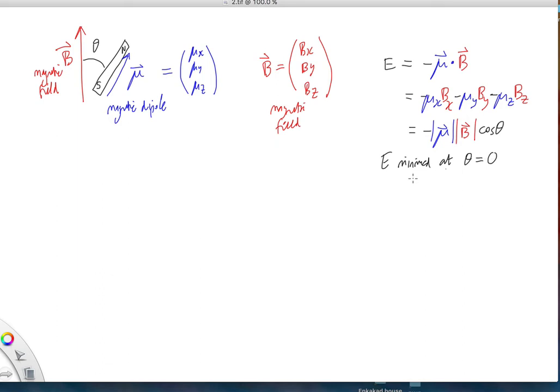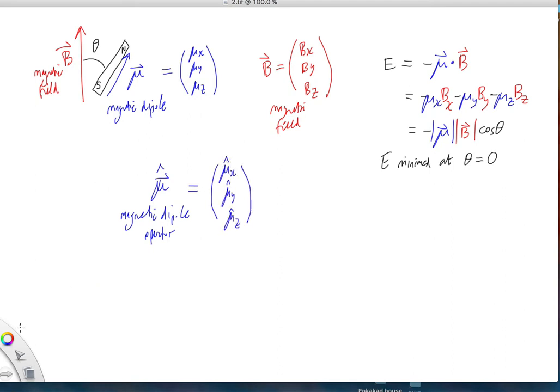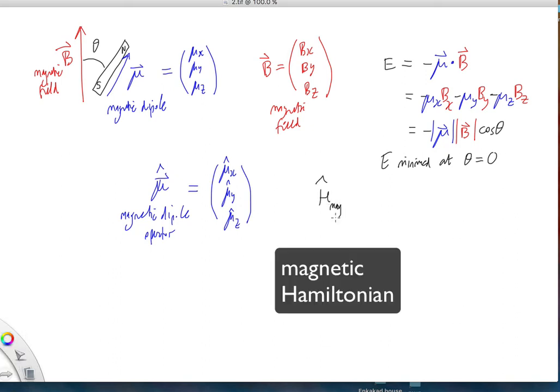Now in quantum mechanics we simply replace these quantities by operators. So instead of the magnetic dipole vector, we have the magnetic dipole operator, which is a vector operator, meaning that it has three components, each of which is an operator. And instead of the energy, we have the magnetic Hamiltonian for the interaction between the magnetic dipole and the magnetic field, which is given by the product of the x operator for the magnetic dipole and the x component of the field, and the same for the other two components.